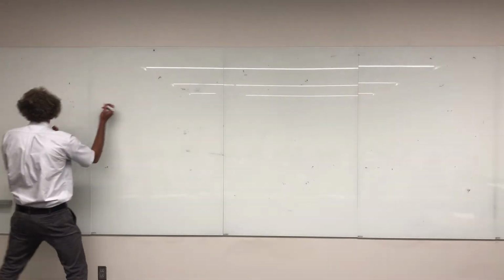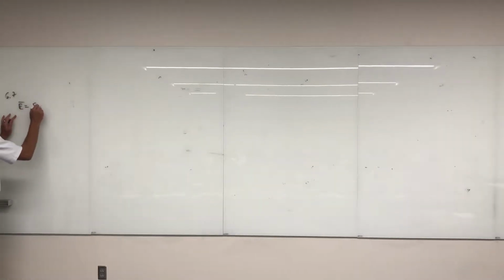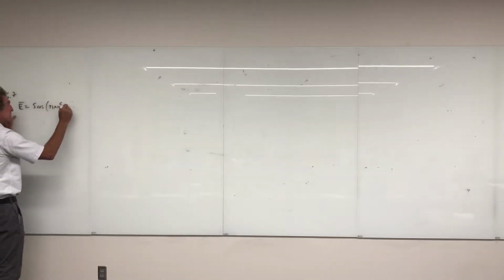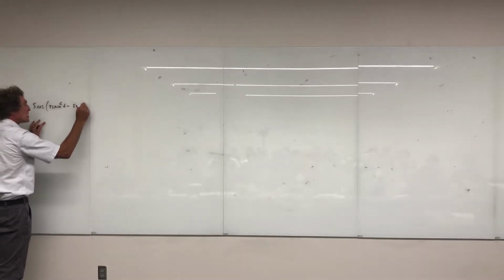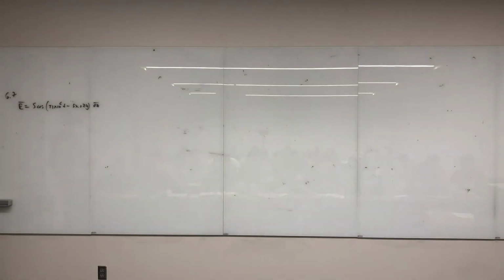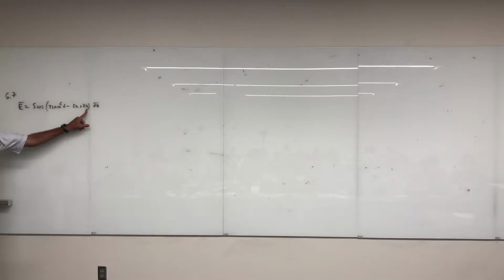So for this problem, he defines an E field, and he has some E naught, what is it, 5? Right. 5 cosine of pi times 10 to the 6 t minus 3x plus 2y in the AZ direction. Now this is one that's a little different, because inside the argument, you have both x and y variation, and it's not in the standard AX orientation, that was AZ, right?